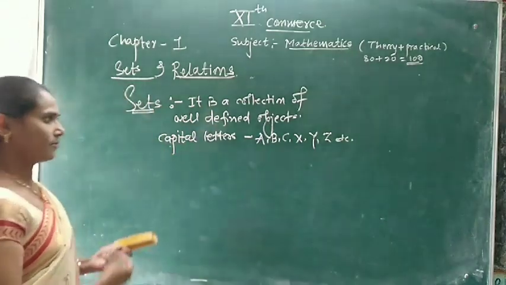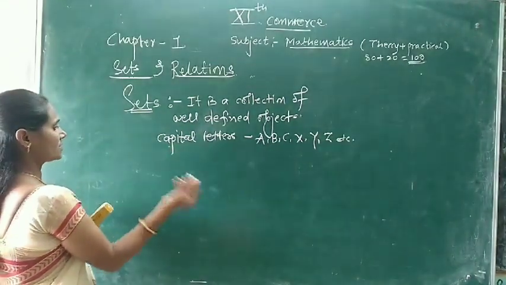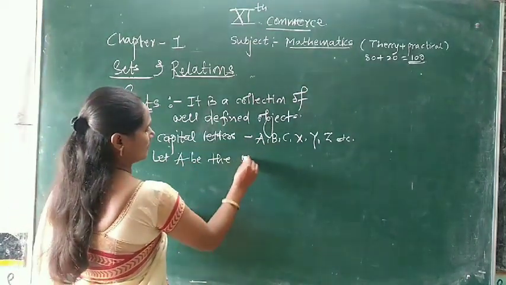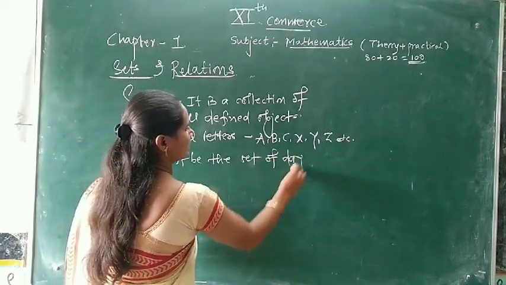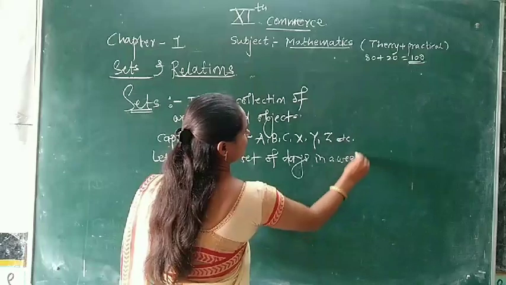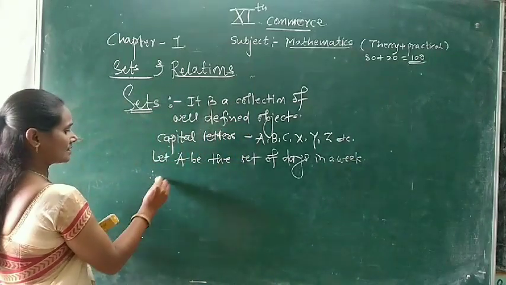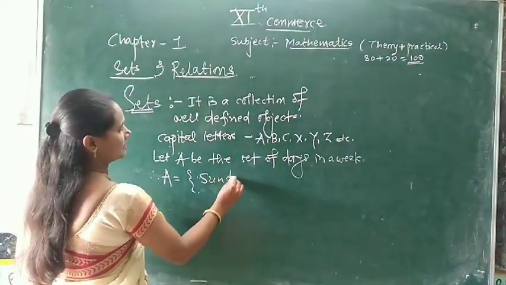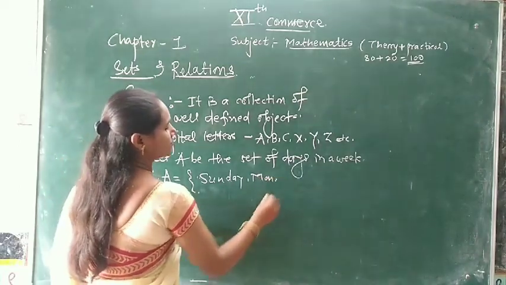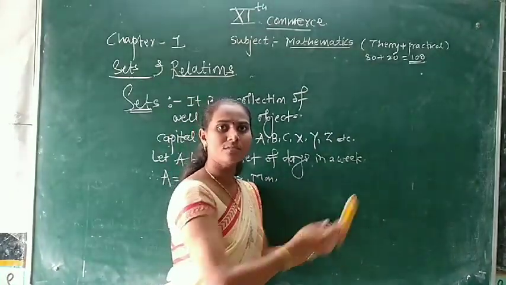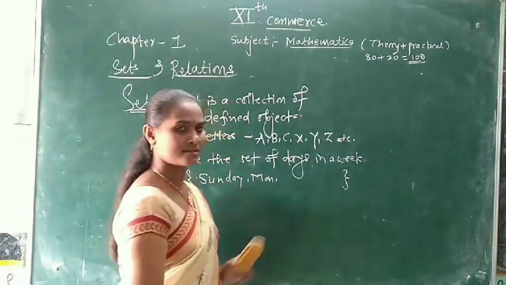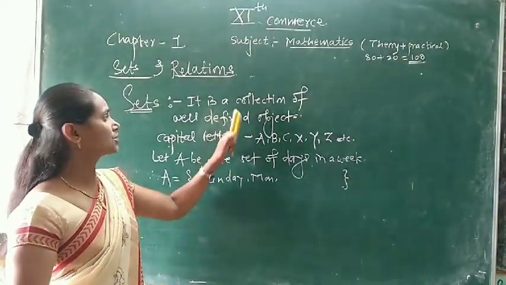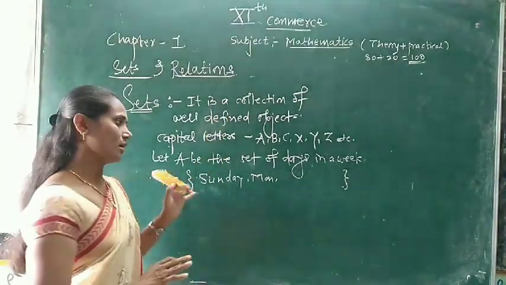We can write many examples of a set. First, let A be the set of days in a week. I am writing this set as A equals Sunday, Monday, Tuesday, Wednesday, Thursday, and up to Saturday. Then I complete this set. So this is one example of a set. A set is nothing but a collection of well-defined objects.